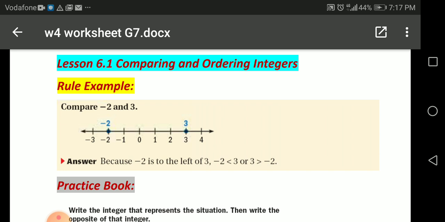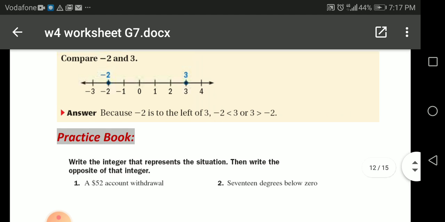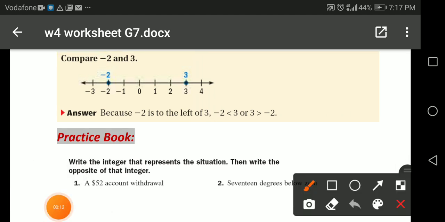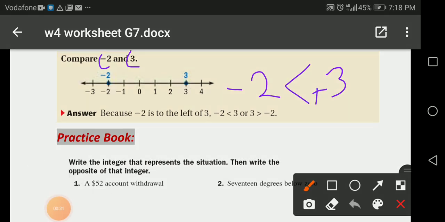It's called Comparing and Ordering Integers. Remember the integers, the whole numbers and their opposites, right? If I ask you to compare negative 3 and 3, which is greater, the positive or the negative? The positive. So here positive 3 is greater than negative 3. Every time I have the positive, it's greater than the negative.